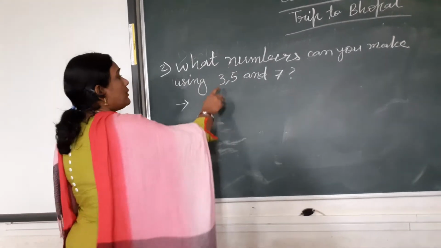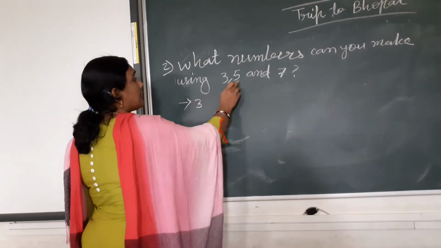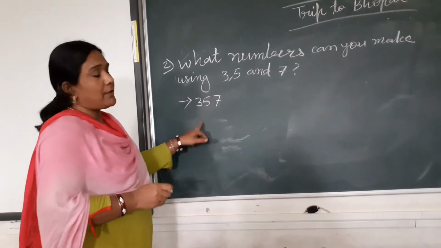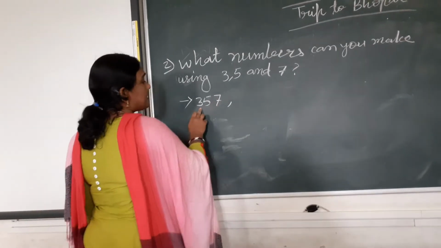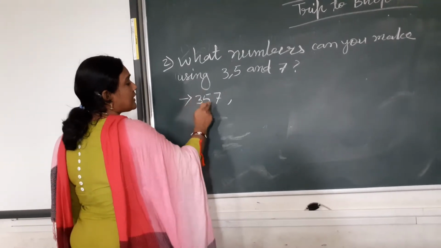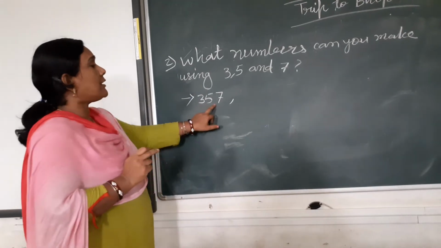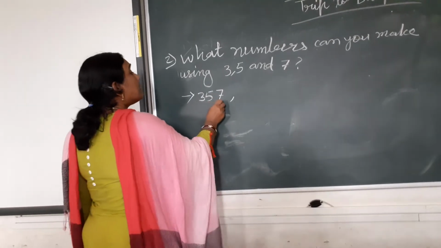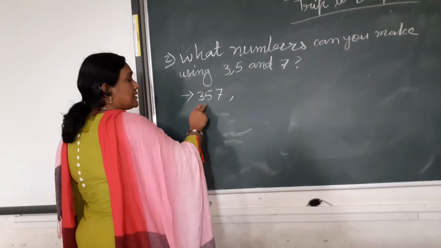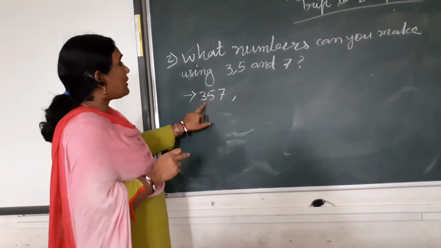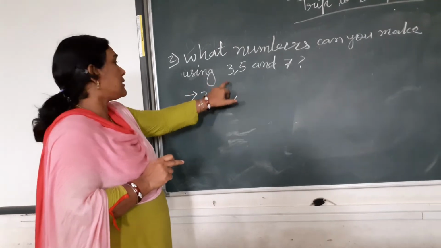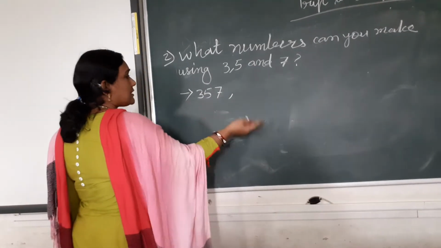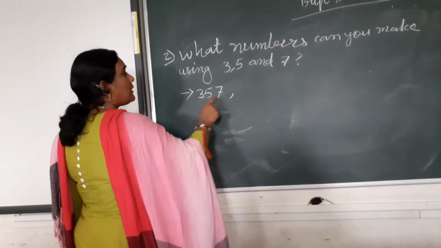Now see here, I have written 3, 5 and this is 7. So this is one number. For another number, I'll take this 3 to the second position. See, I have removed the commas in between. Then only we can read it as 357. This becomes a number. If single numbers are there, that is called a digit. Okay. So 357.